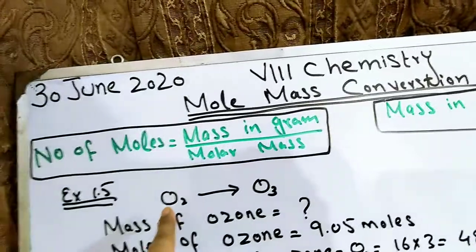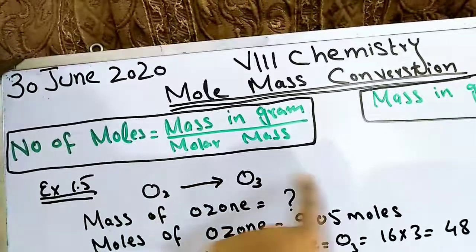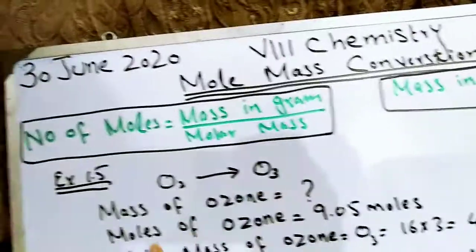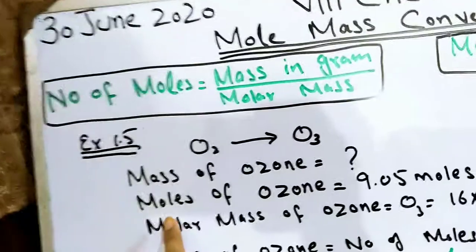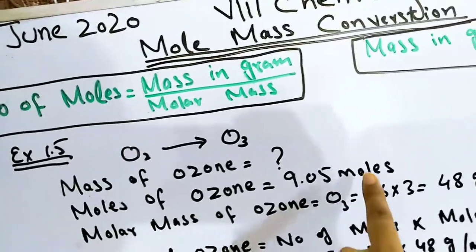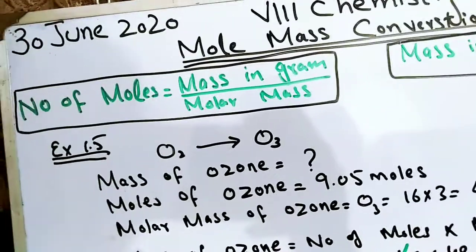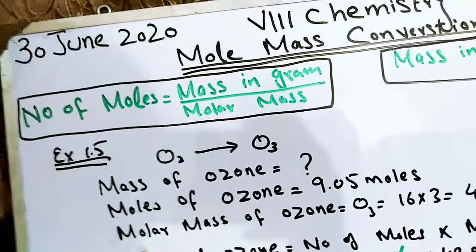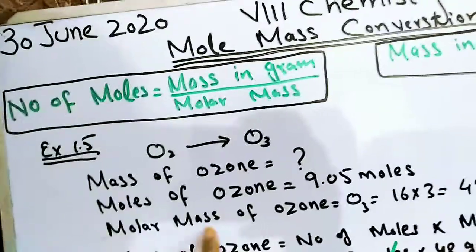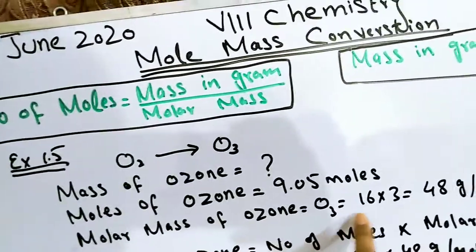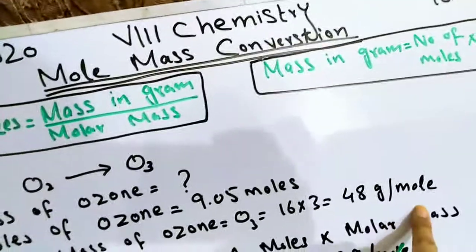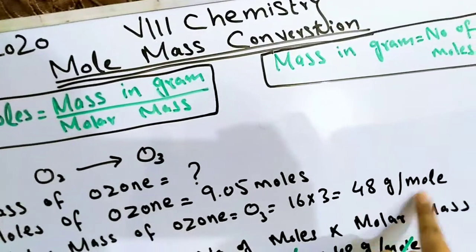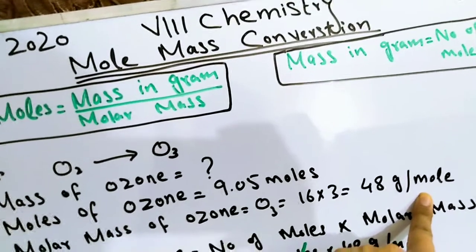We will write the chemical equation: O2 changes into O3, oxygen is changed into O3. The mass of ozone is unknown, we will find it out, and the number of moles of ozone is given as 9.05 moles. Earlier I told you molar mass will be calculated by ourselves. So molar mass of ozone, O3, is 16 multiplied by 3, atomic mass, which is equal to 48 gram per mole. The unit of molar mass is gram per mole.